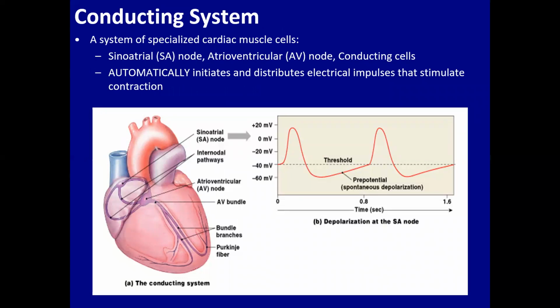All right, so with this conducting system, specialized cardiac muscle cells, we have the SA node, the AV node, and the contracting cells. So here the AV node is actually labeled. This is an automatic initiation, and it's completely involuntary. Notice you're seeing the generation of an action potential with depolarizations, right? So we have a depolarization event at the SA or the sinoatrial node.